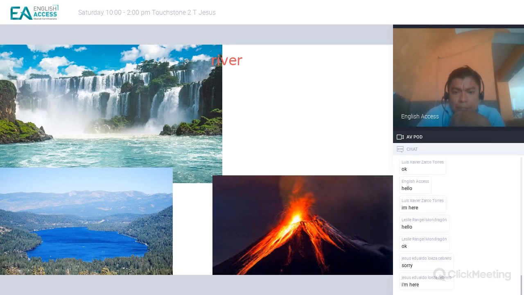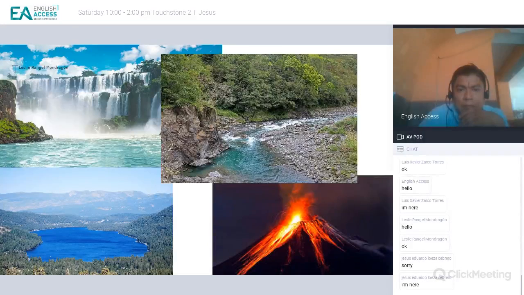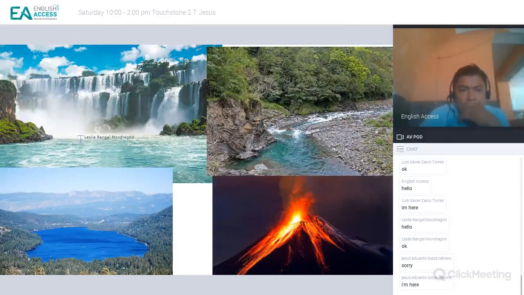There. Image. Let me find the river. It's right here. Wait. Don't do anything yet. Right there. There's your river, okay? So let's do this fast. A waterfall. Perfect. Waterfall. This is a river.